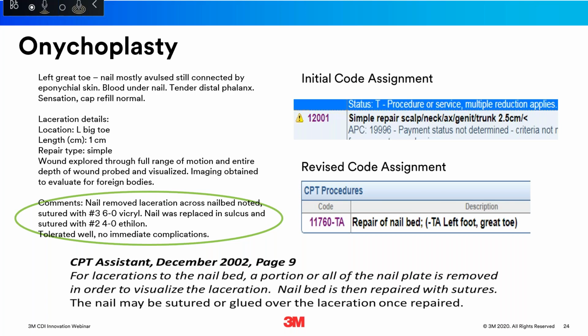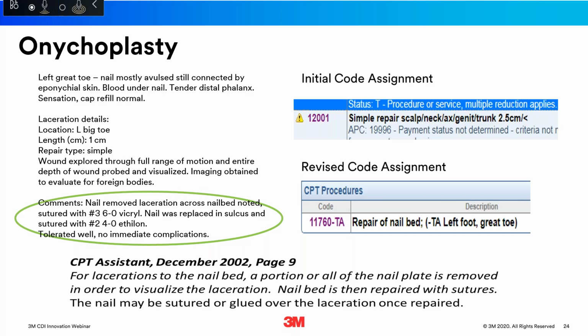There's a laceration across the nail bed. It was sutured with Vicryl. The nail was then replaced in the sulcus and sutured with ethylene. So the nail was taken off, the nail bed was repaired, and the nail was replaced. And we have a CPT Assistant, December 2002, that says specifically this is the definition of an onychoplasty.